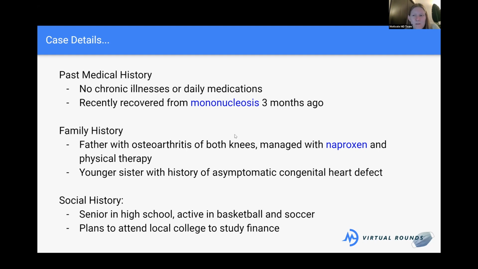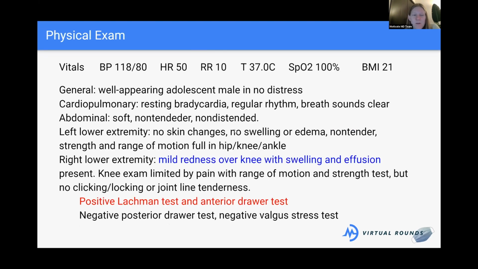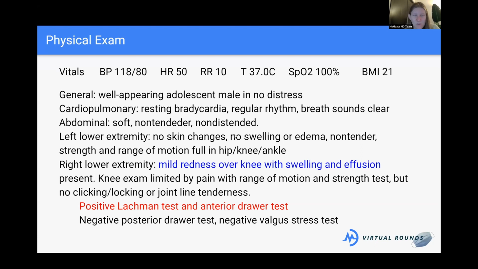So now getting to the physical exam, this is a little bit denser of a slide than I typically like, but like I mentioned before, the physical exam in musculoskeletal injuries is really important because it can give you so much information and help to narrow down your diagnosis without having to do a ton of extensive imaging or labs or tests or things like that. So off the bat, we're going to start with his vitals, and his vitals are looking pretty darn healthy.